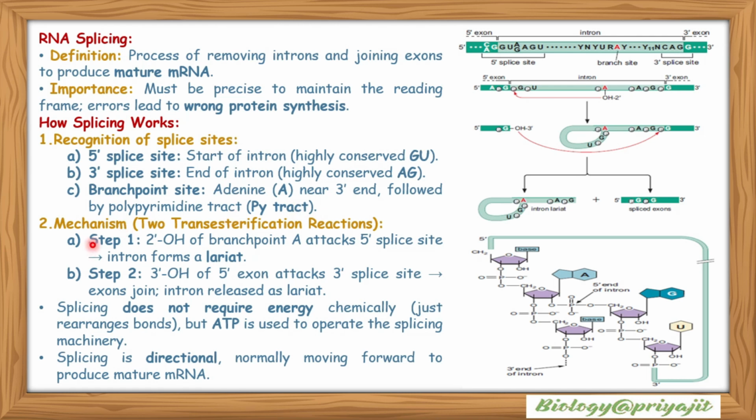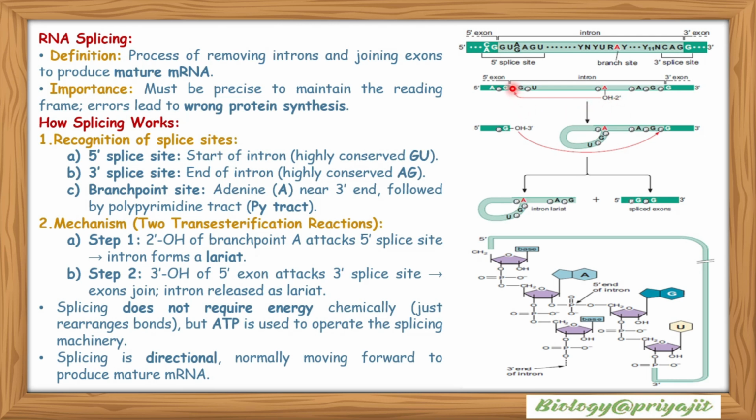Mechanism: there are two transesterification reactions. We know that nucleotides are bonded together by phosphodiester bonds, so we have to break the ester bond. We have to create two transesterification reactions. Step 1: the 2' OH of a branch point A. This is the branch point and this is the 2' OH. It will attack the 5' splice site.